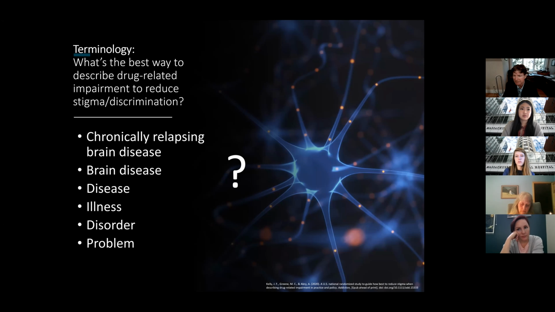And so I had these 6 terms. Now, a priori, before we did the study, I thought there was a gradation here in terms of the impact, the reduction in stigma that might occur with greater to lesser medical emphasis. So I anticipated that chronically relapsing brain disease would be the most medically oriented, the most heavy duty kind of medical orientation, followed by brain disease, illness, disorder, and then describing it as a problem.